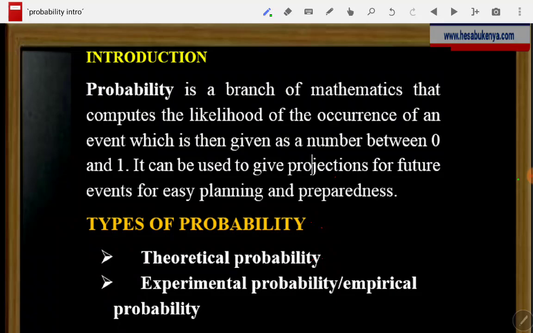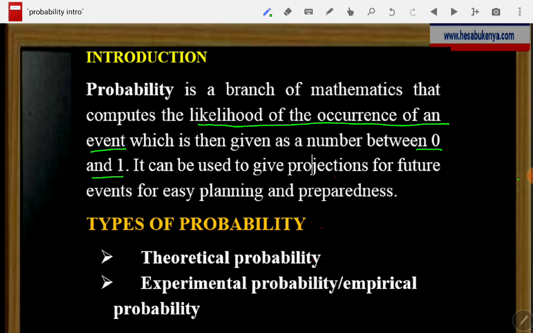Introduction to probability. In the introduction, we'll start with the definition of a few words. One is probability. Probability is a branch of mathematics that computes the likelihood of the occurrence of an event, which is given as a number between 0 and 1. It can be used to give projections for future events, for easy planning and preparedness.